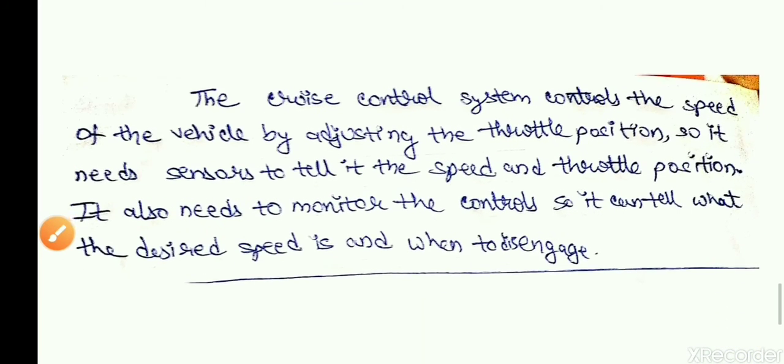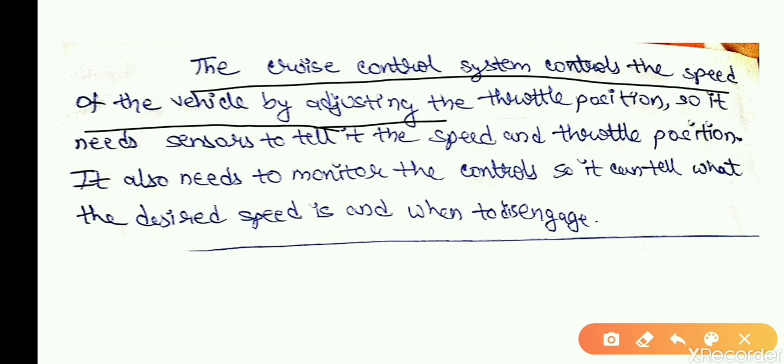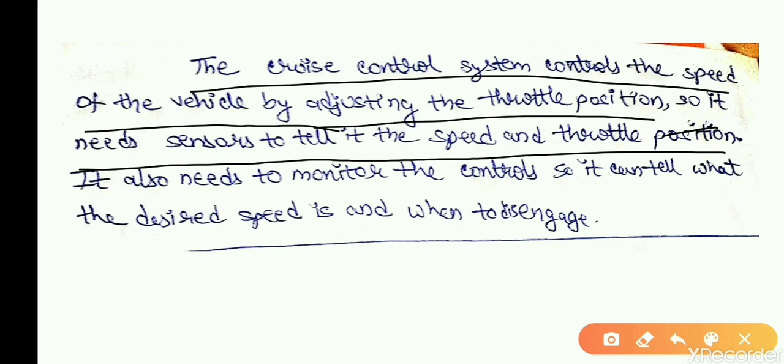Okay, so let's read out this thing. The cruise control system controls the speed of the vehicle by adjusting the throttle position. So it needs sensors to tell it the speed and throttle position. By adjusting the throttle, we increase or decrease the speed of a vehicle. That means we are increasing or decreasing the RPM of the engine or crankshaft. So we need a sensor to tell the speed, and a throttle positioning sensor also.